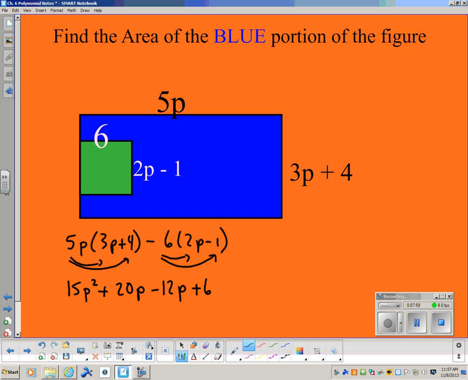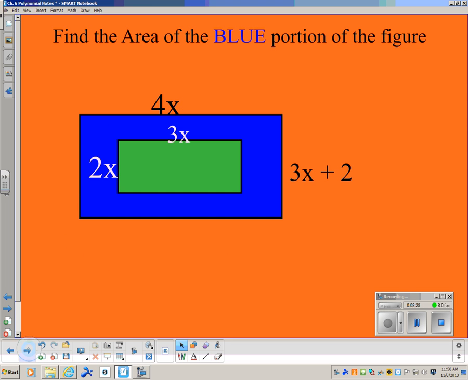And then we're going to simply combine our like terms. The only ones we have here are these ones in the center that we can combine. So we got 15p squared plus 8p, because 20p minus 12p is 8p, plus 6. And noticing they're in order by the highest power of p first, and then it's descending as we go across, then 8p, and then just plain 6. All right, so you got another similar one like that, so let's look at one more of those.